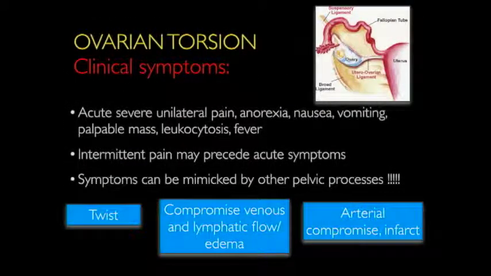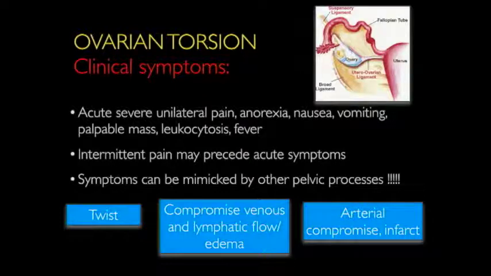Notice how similar they can be to the hemorrhagic cyst: acute severe unilateral pain, anorexia, nausea, vomiting, palpable mass, even leukocytosis and fever. Sometimes it can be intermittent, and intermittent pain may precede acute symptoms. And of course, again, this is a great mimicker of other pelvic processes.